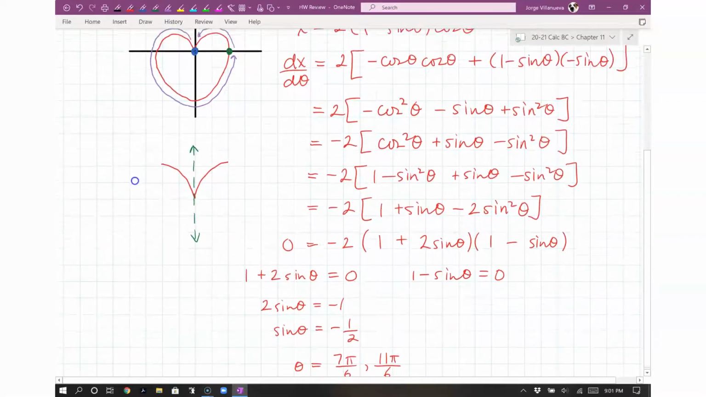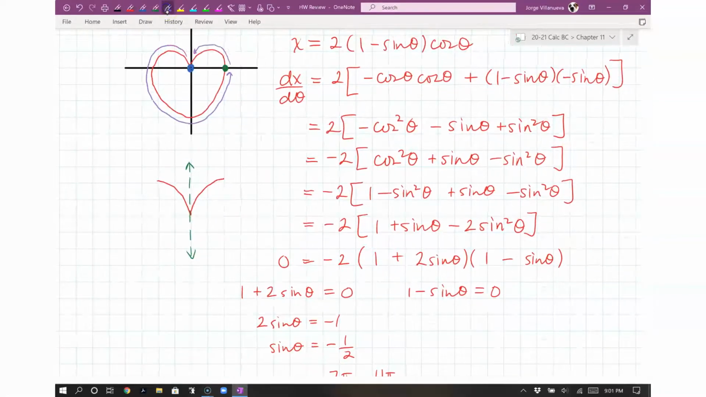But let me draw that for you. 7 pi over 6 is over here, and 11 pi over 6 is over here. Notice that is not a vertical line. Those are angled lines, right? I'm looking for a vertical line. So how am I going to get a vertical line shooting from that origin?